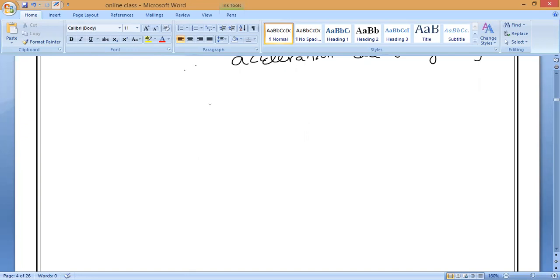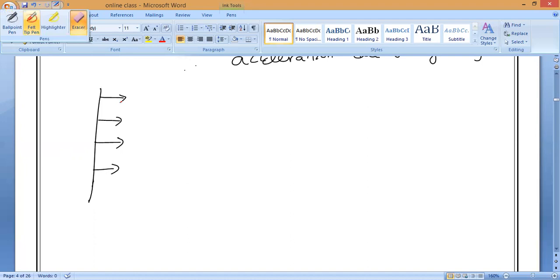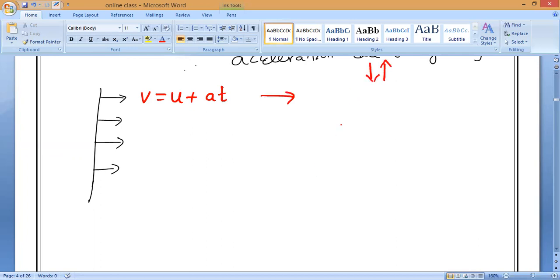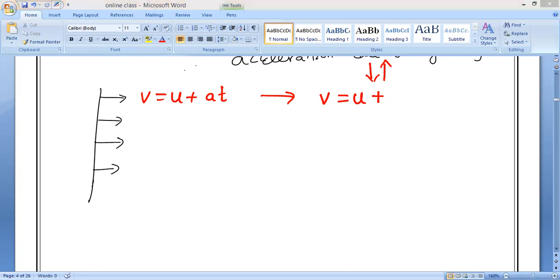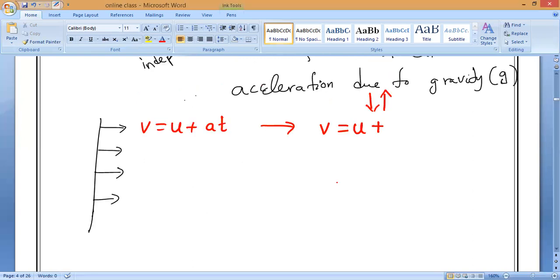So now modify the equations, guys, according to acceleration due to gravity. All 4 equations. Please respond, everyone. What is the first equation? V equals U plus at. Now, for the freely falling case or thrown upwards, what will the equation be? Initial velocity and final velocity remain, but acceleration a becomes g. So v equals u plus gt. That is the first equation.